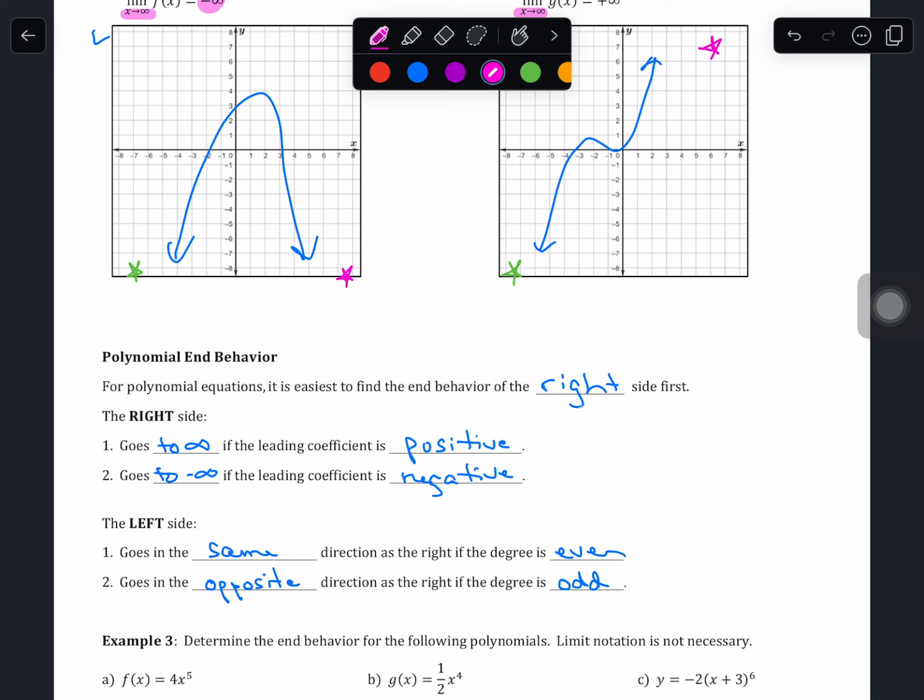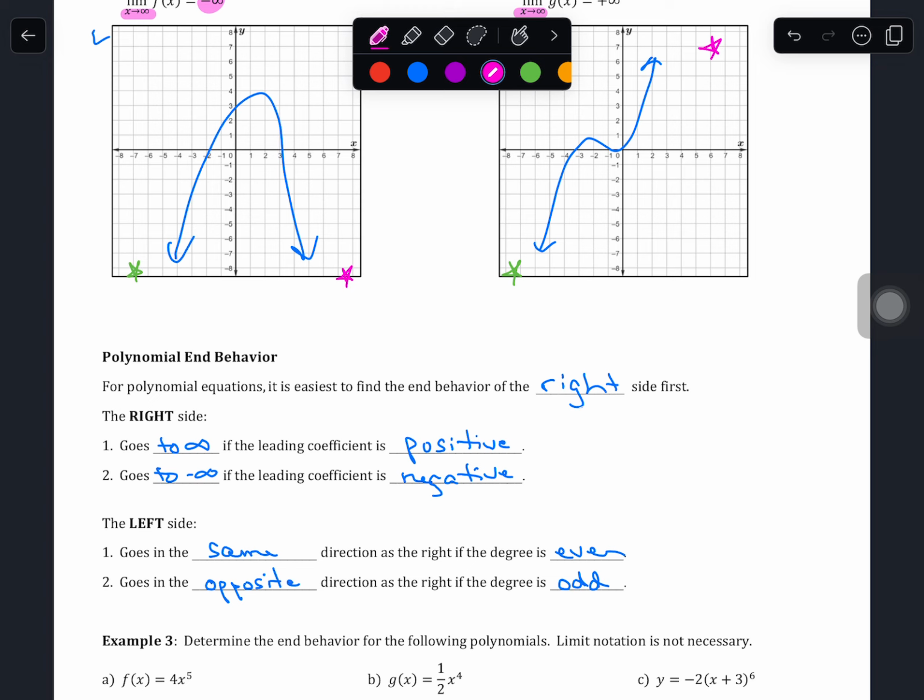So for a polynomial equation, it's easiest to read the end behavior to the right side first. It depends who you ask, but a lot of people like to read the right side first. It's not common to do that in language arts or math, but some people read the right side when it comes to end behavior statements because we're more familiar with how a polynomial or a graph is supposed to end.